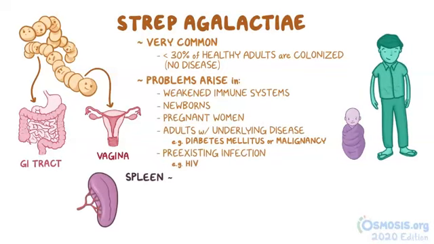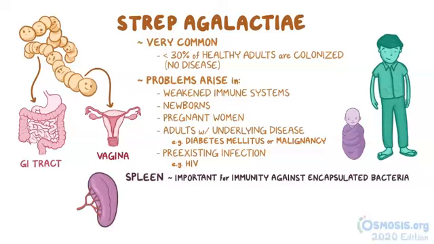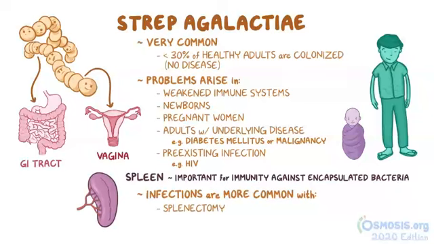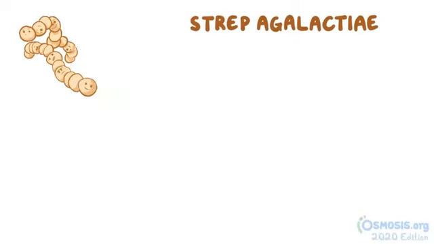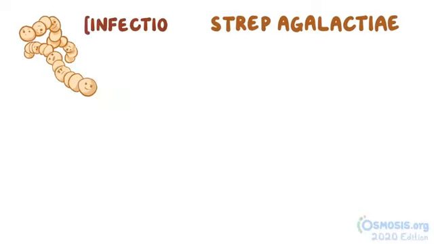Additionally, since the spleen plays an important role in immunity against encapsulated bacteria, Strep agalactiae infections are more common in people who've had a splenectomy, meaning their spleen was surgically removed, or in those with sickle cell disease who have functional asplenia. Strep agalactiae can cause a number of infections.